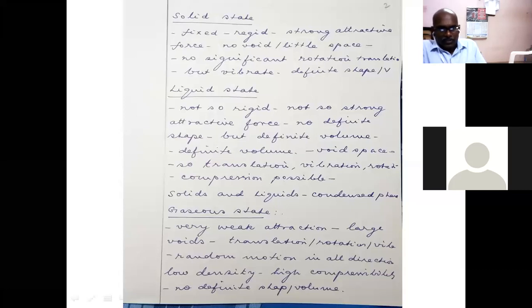Okay. So in the solid state, the molecules are rigid. They are fixed.